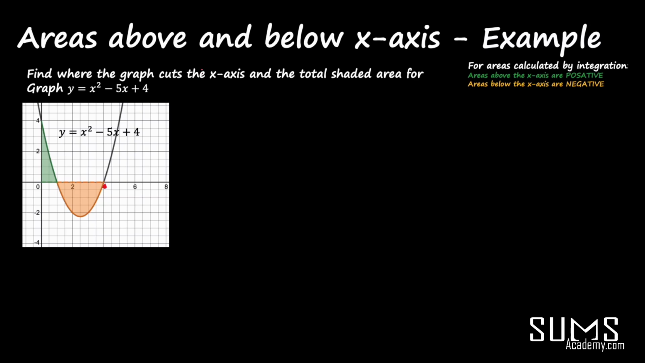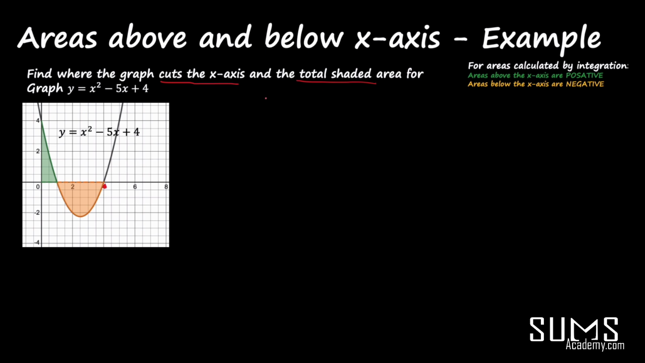So let's work through an example of looking at areas above and below the x-axis. Here we're asked, find where the graph cuts the x-axis and the total shaded area for the graph y equals x squared minus 5x plus 4. Okay, so there's two parts to this question: find where it cuts the x-axis, and the total shaded area.